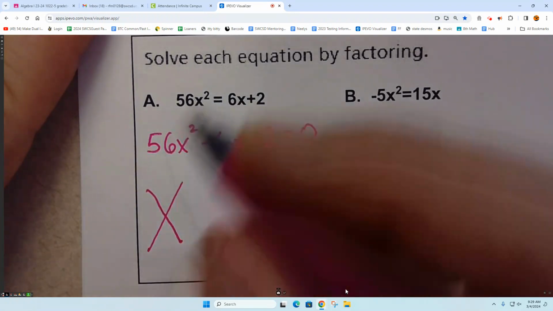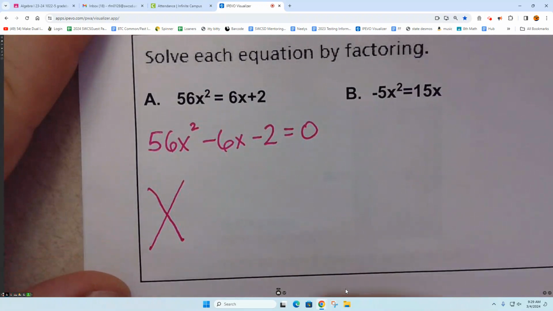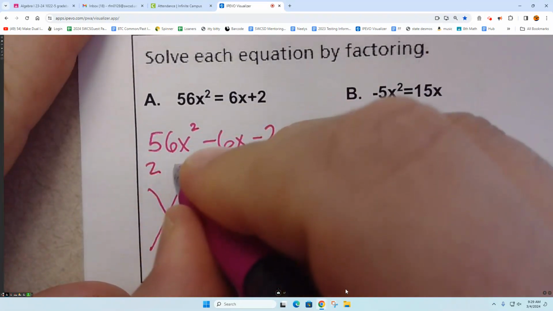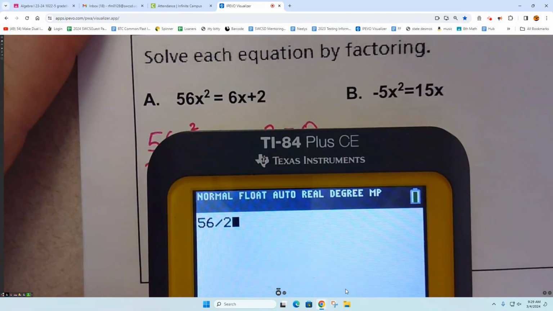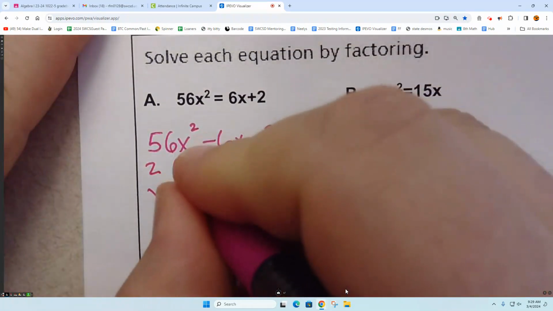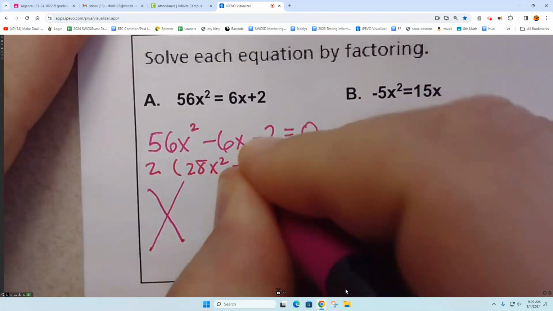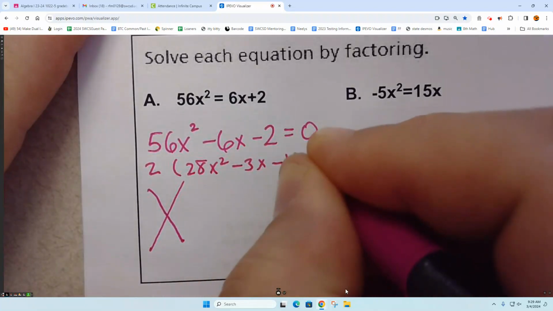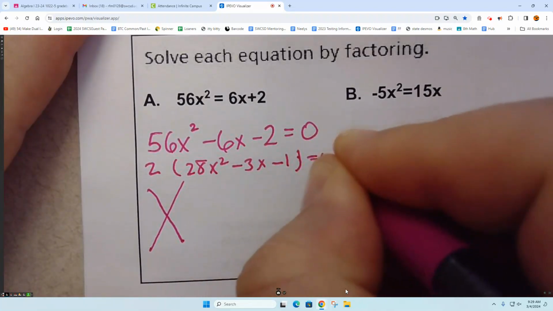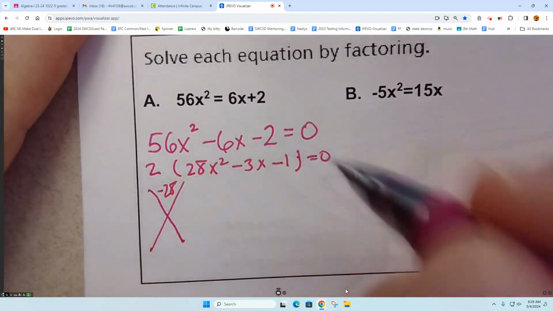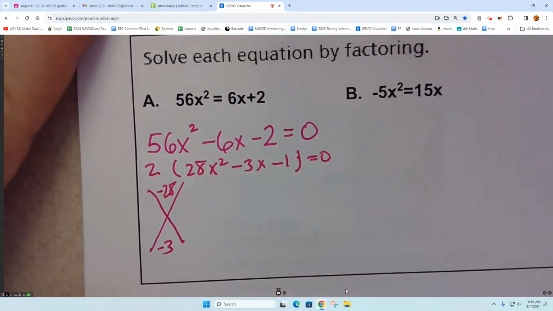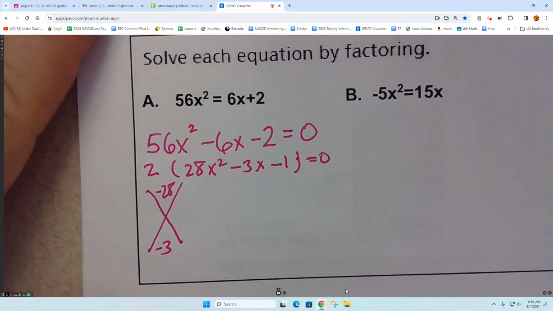Okay. So it's going to be 2 parentheses. I kind of shouldn't have put my x there. 56 divided by 2 is 28. 28x squared minus 3x minus 1. Makes it a little easier to deal with. Negative 28 and negative 3. Two numbers that multiply to negative 28, add to negative 3.